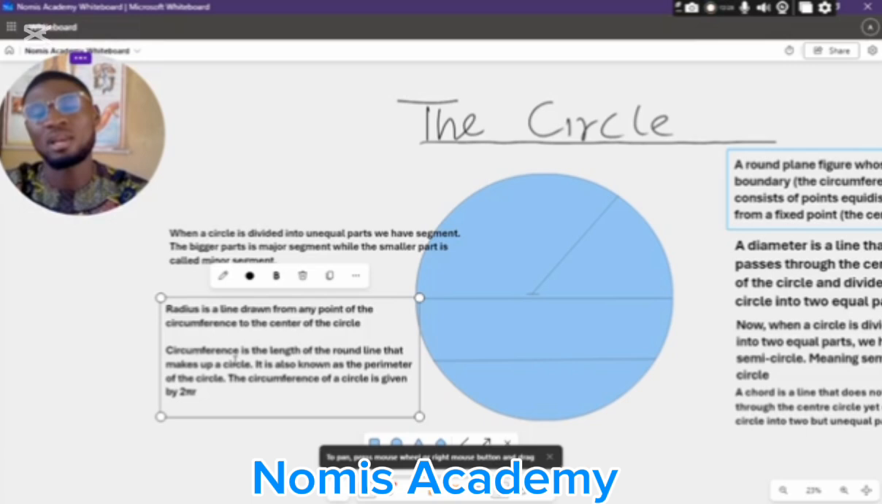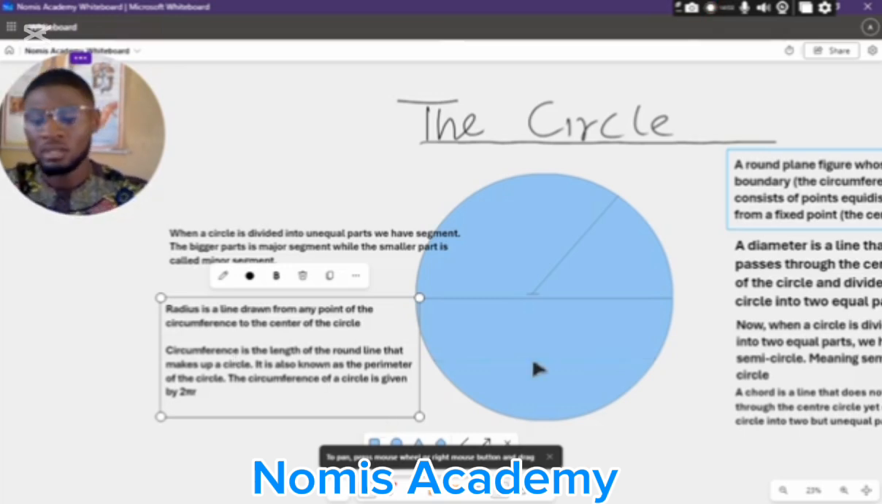So how do we get to know the length of the line that makes up a circle? It is given by 2 multiplied by pi and the radius. So the length of the radius multiplied by pi multiplied by 2 gives us the circumference, the length of the round line that makes up a circle, also known as the perimeter of the circle.